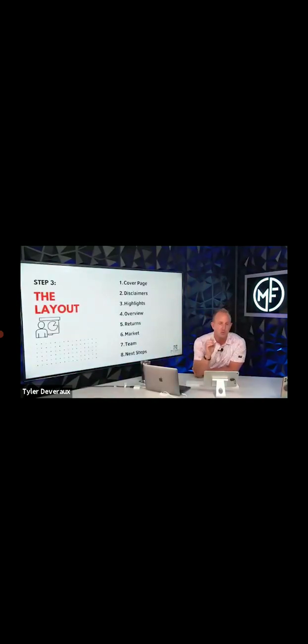These are the usual sections that we have within our property packets, and I'm going to go through each one of these sections with you to give you some guidance. Cover page, disclaimers, investment highlights. Then we go into the overview, which is more detail, return summary, market overview, management team, next steps. All right, let me walk you through these. I'll go through each page.